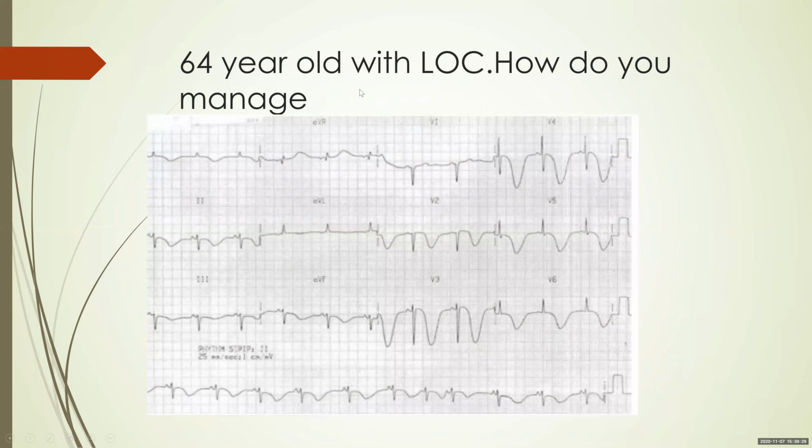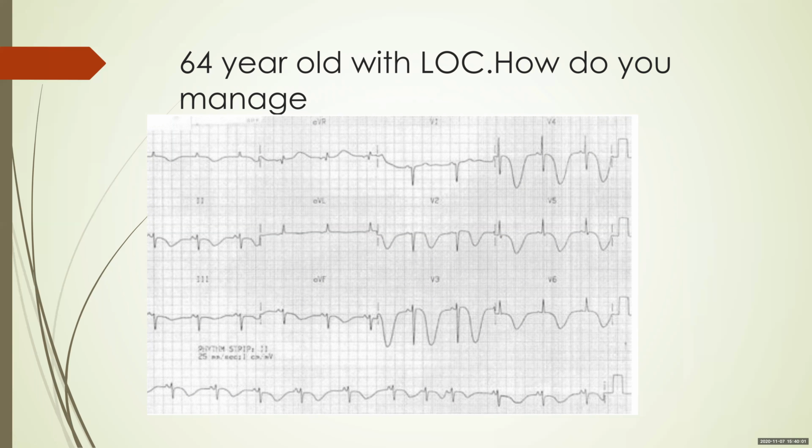A 64-year-old with loss of consciousness: you can see giant T inversions in V2 to V6 and T inversions in 2, 3, AVF. What are giant T inversions? If you have T inversions of more than 10 millimeters in the chest leads or more than 5 millimeters in the limb leads, these are giant T inversions. Another thing you can see is a prolonged QT interval. Pick up the midpoint of the RR interval. If the T wave crosses it, you have a prolonged QT interval. So you have giant T inversions with prolonged QT interval.